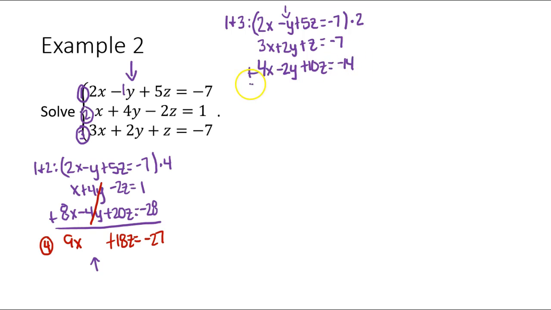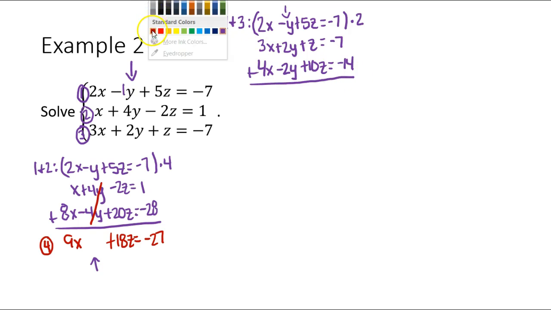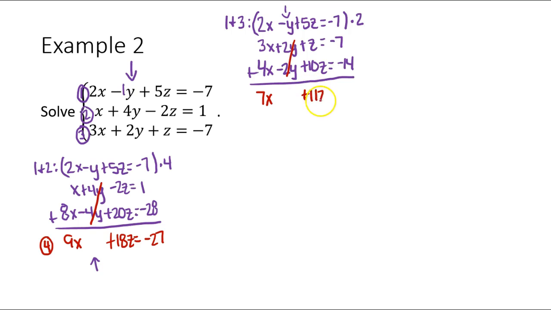And now I should be able to add these together and come up with a new equation with no y's, just x's and z's. 3x plus 4x is going to give me 7x. The y's are going to cancel. Z plus 10z is going to give me 11z's. And then negative 7 plus negative 14 is going to give me negative 21. We'll call this equation number 5.